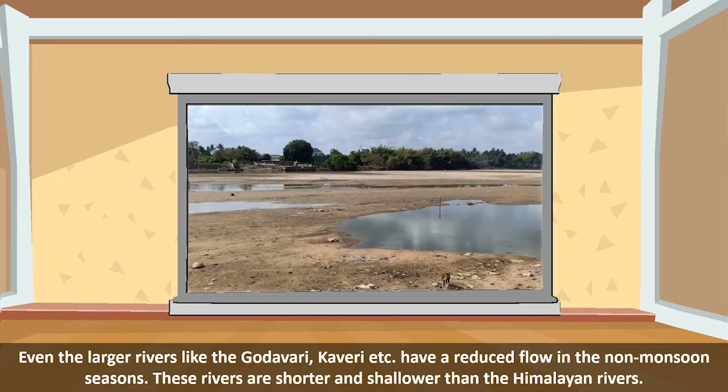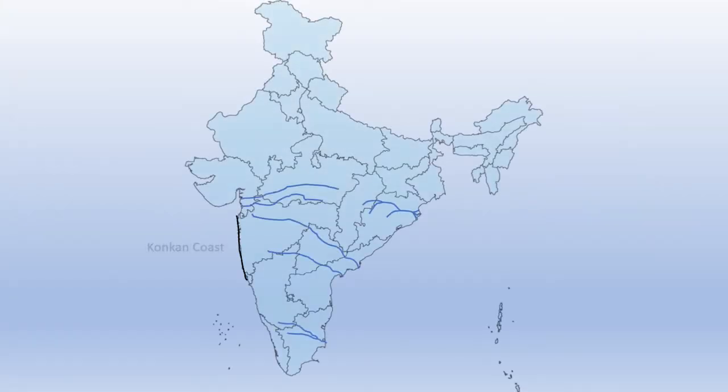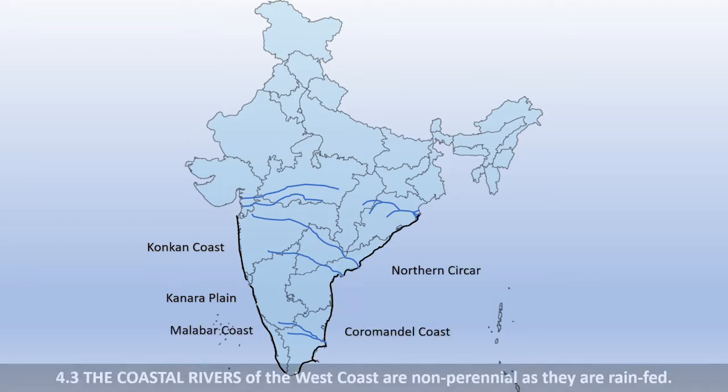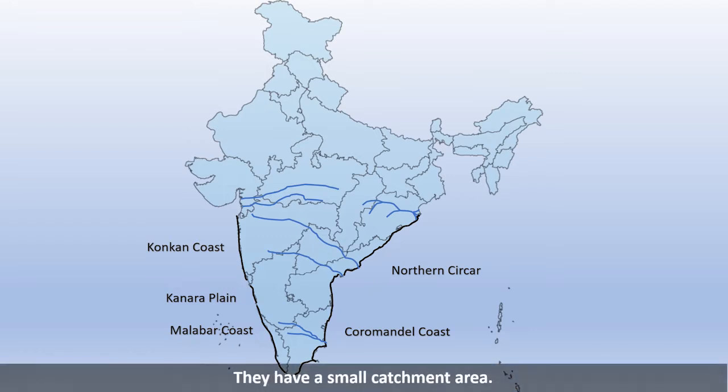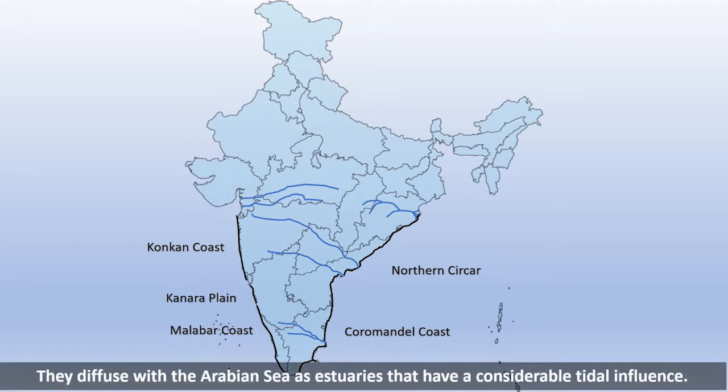The coastal rivers are also considered non-perennial since they depend on rains. They show the same characteristic features as the peninsular rivers, that is, they are short and flow swiftly. An additional feature is they form deeply entrenched valleys. The coastal rivers join the Arabian Sea in the form of estuaries. In the state of Rajasthan, most of the rivers remain dry throughout the year due to insufficient rainfall.